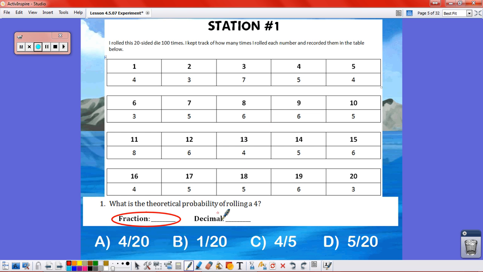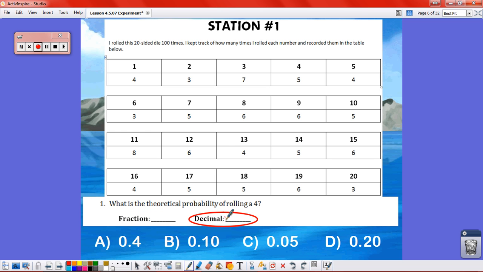What is the theoretical probability of rolling a 4? Well, I don't even need this information for that yet, because it's theoretical. It's about possibilities. So it's a 20-sided die, and I want to know the probability of rolling a 4. So that's one possibility out of 20. So B, 1 out of 20.